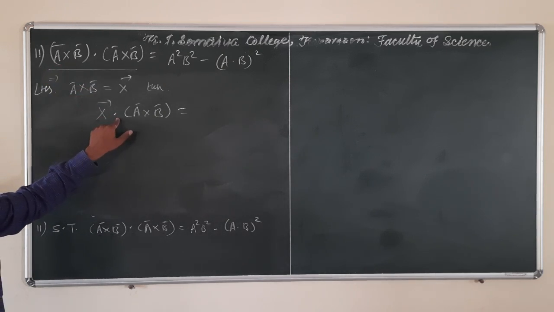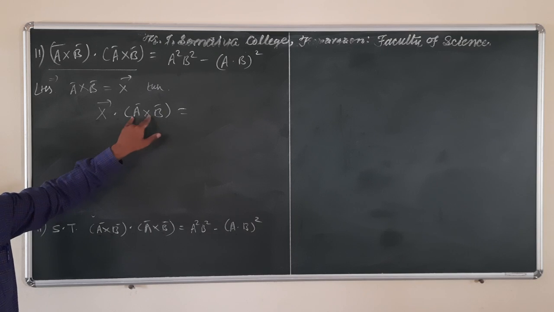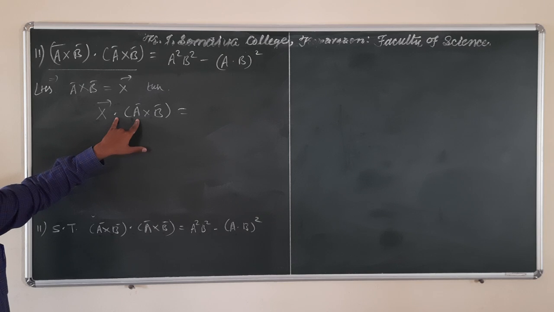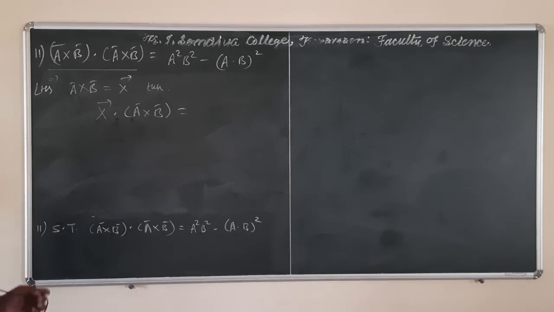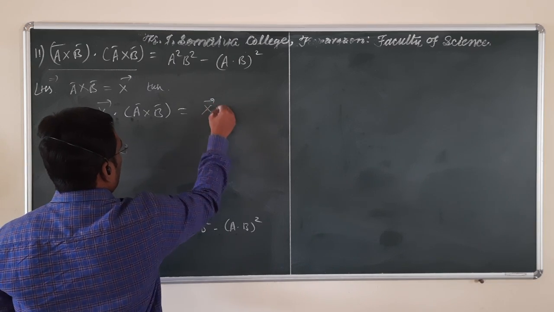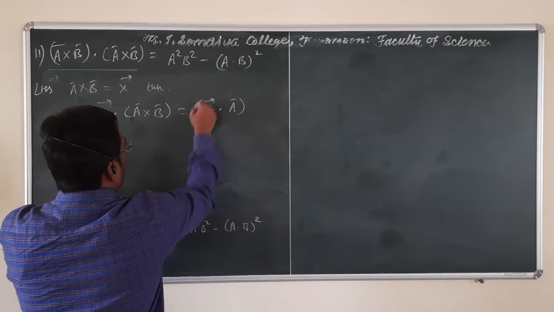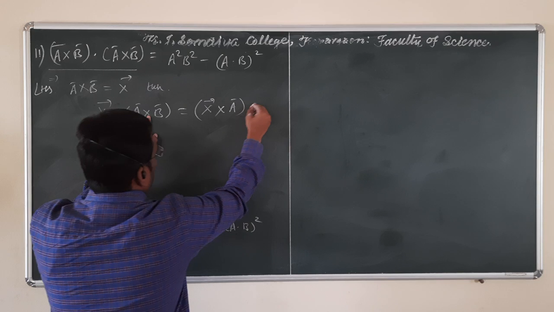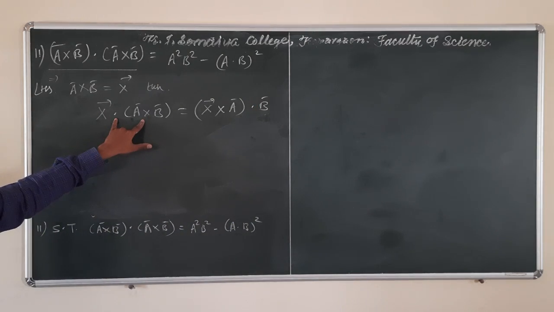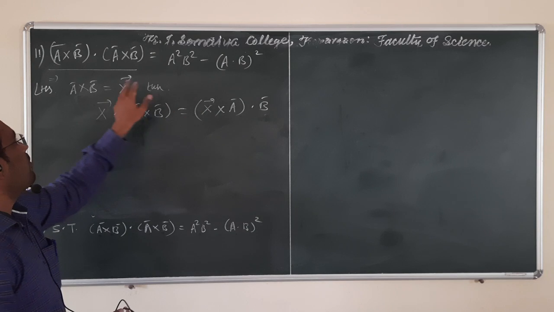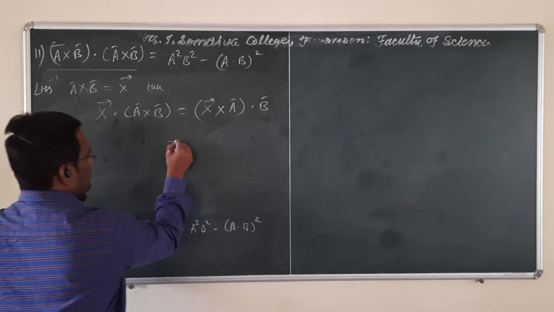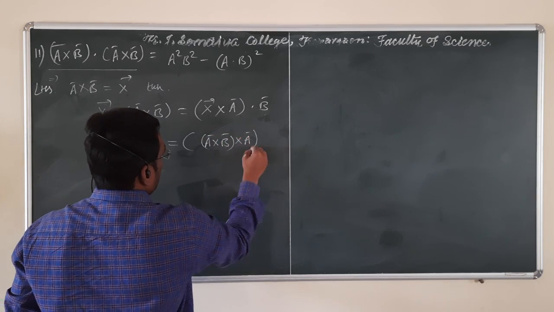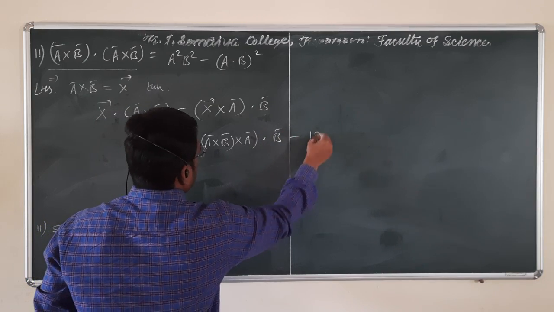is X dotted with a cross b. So this is scalar triple product. And from property of scalar triple product, we know that we can exchange dot and cross with one another. So if we exchange dot and cross, that will become X crossed with a and dotted with b. We are exchanging this dot and cross. So again, by putting value of X, which is a cross b, this is equal to a cross b, crossed with a dotted with b. So call this as equation 1.